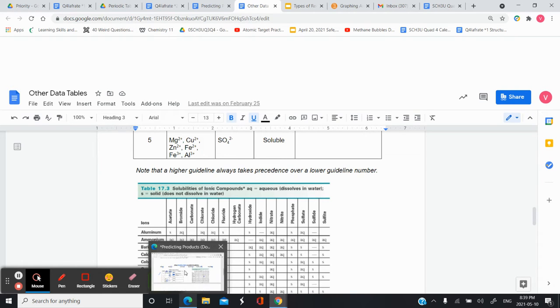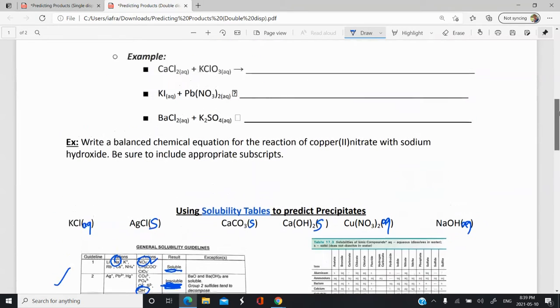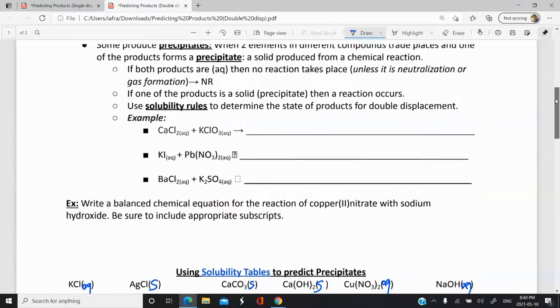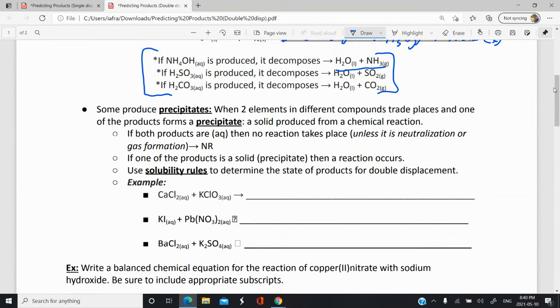So let's go ahead and do some practice problems with these type of reactions where you might have a precipitate form. When you have a double displacement reaction, in general, if both your compounds are aqueous, you would actually say no reaction. The reason is because the ions are still swimming around as they were before. They didn't form anything new. So if they both end up being aqueous, we say there's no reaction, unless, of course, it's a neutralization, which we'll see in the next video, or gas formation.